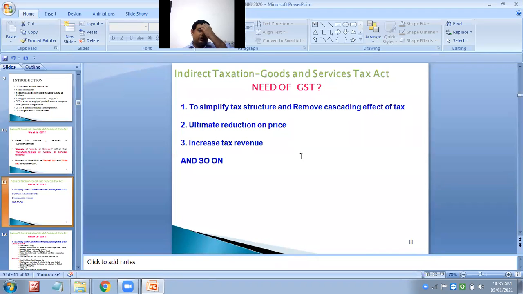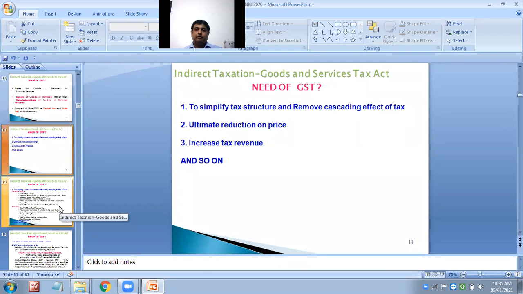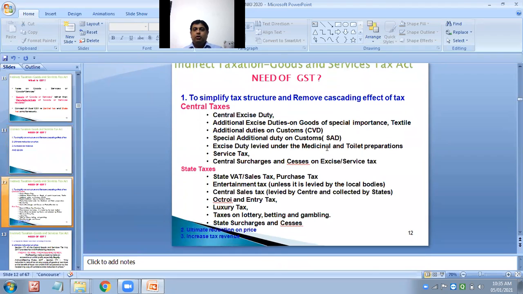Which of course is a very important aspect, and there is a reduction in price. It also increases the revenue to the government. So these are very, very important benefits of GST. I told you there were many different central taxes and state taxes being levied. These are some of them. Altogether, there were almost 30 plus indirect taxes prevailing in India before GST. All were clubbed together, and we have framed a new kind of tax regime, that is GST.